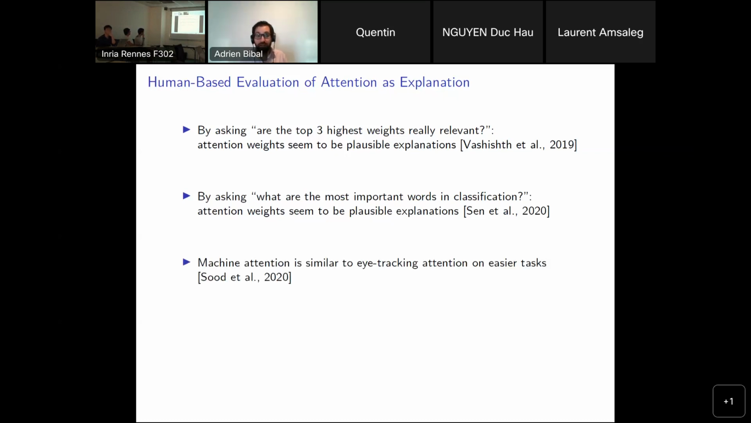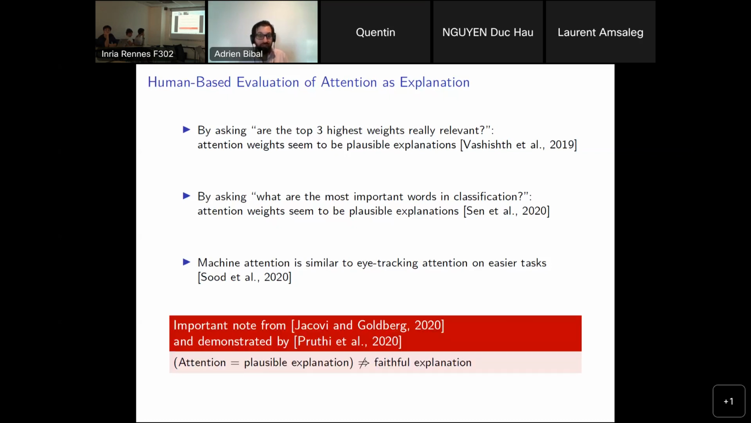And what you can also find is that even if you use eye tracking attention by tracking the eyes, there is, again, a similarity or a correlation between the machine attention and the attention of users through eye tracking, at least on easier tasks. What is considered for complex tasks or more difficult tasks is that users will often use different strategies or more complex strategies that attention cannot grasp, let's say.